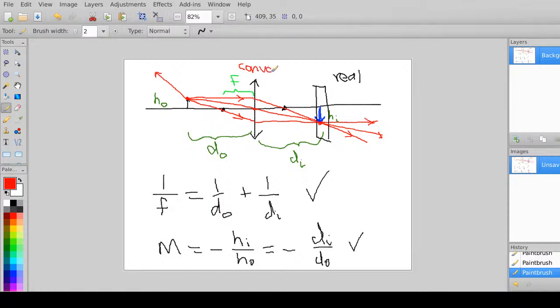All right. And with the object further away from the lens than the focal point. Okay, so let's look at another situation.